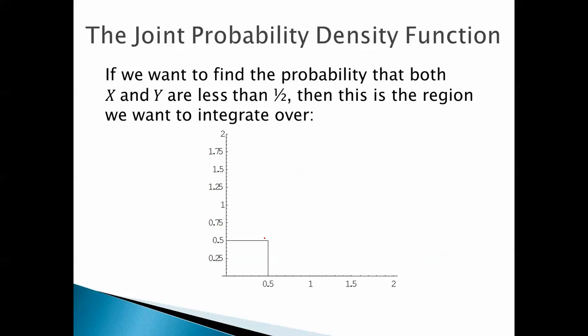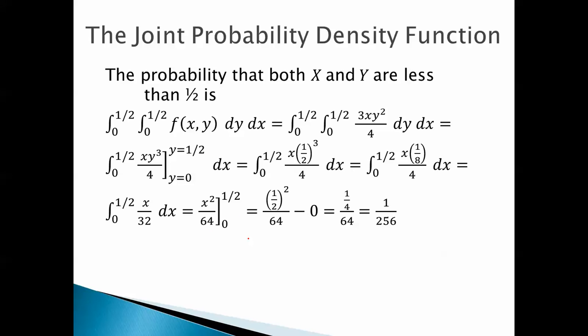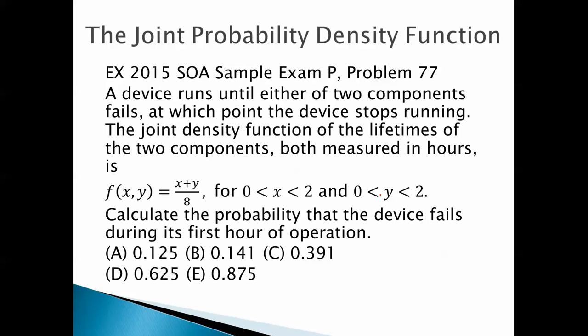If we want to find the probability that both x and y are less than a half, then this is the region we want to integrate over. Again, notice that x and y are both less than a half here. So the probability x and y are both less than a half is the integral from 0 to a half of f of xy dy dx. That's the integral from 0 to a half of 3xy squared over 4 dy dx. And when you evaluate this double integral, you end up with 1 over 256.